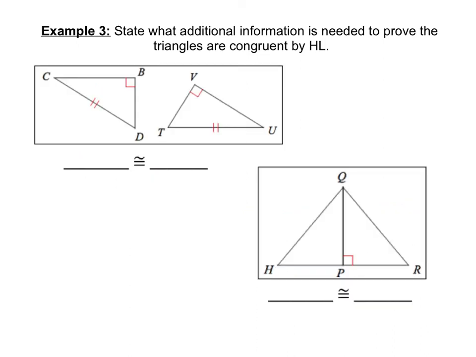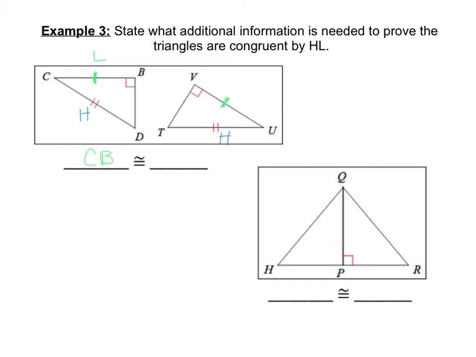Here's another one similar to the last problem. We again have two right triangles, this middle one here, for example, and we already have a pair of hypotenuses that are congruent. So you just need to pick a pair of legs. Again, there's a lot of different options. You just need to pick one of them. I'm going to pick the longer leg, and I'm just gonna go off of looks here. So leg CB in my first triangle matches with this leg in the other triangle.